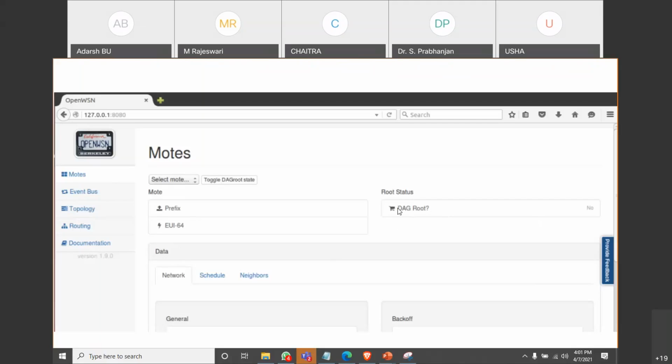Here you select nodes and toggle DAG root states. DAG root means a DODAG, destination oriented directed acyclic graph. In that, the parent node is like a gateway device. You can choose this device to be the DAG root device, or you can choose any specific device which you want. You can choose the node and make it a parent device, I mean the gateway device. Just try around that.